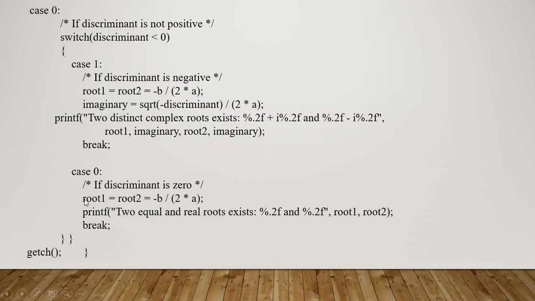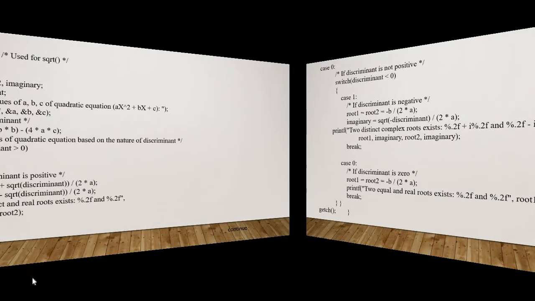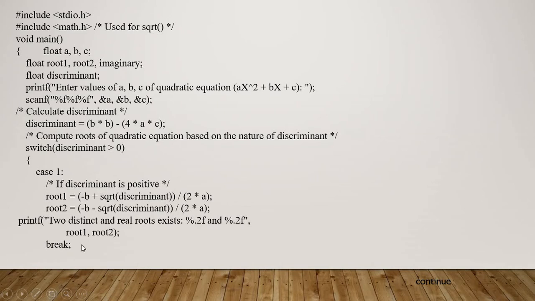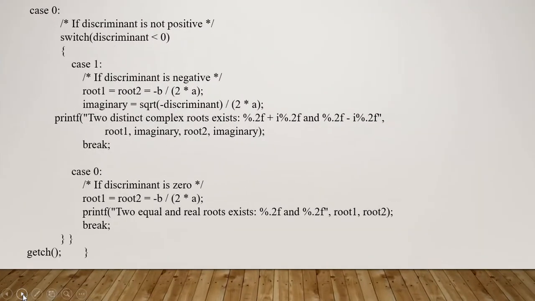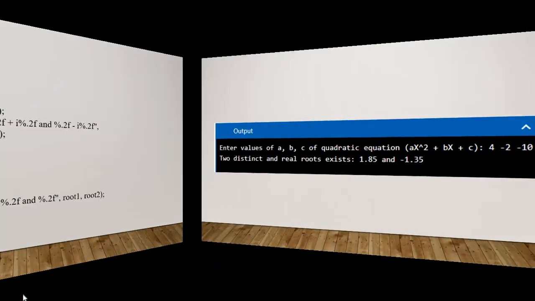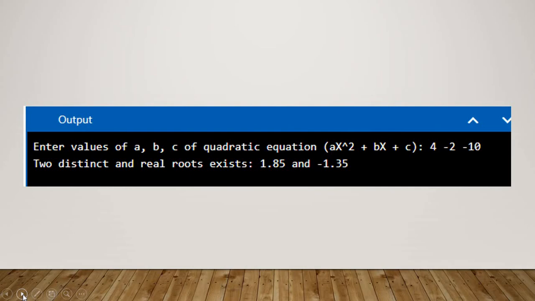So these are my cases for negative as well as 0. And over here, this is my case 1 for computing when the discriminant value is positive. This is the output, that is, two distinct and real roots exist with these values.